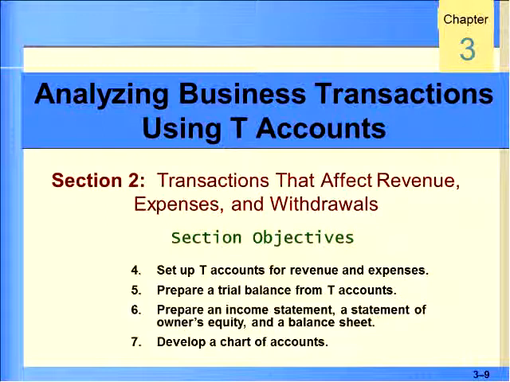So in analyzing transactions using T accounts, you're going to set up T accounts for revenue and expenses. You're going to prepare a trial balance for your T accounts, and you're going to prepare an income statement, a statement of owner's equity, and a balance sheet, and develop a chart of accounts. Remember, all of your statements are always done in the same order: income statement, statement of owner's equity, balance sheet. And when we say develop a chart of accounts, you're going to have multiple accounts.